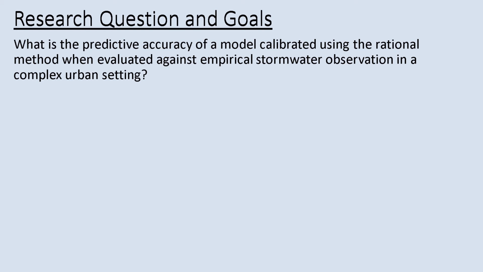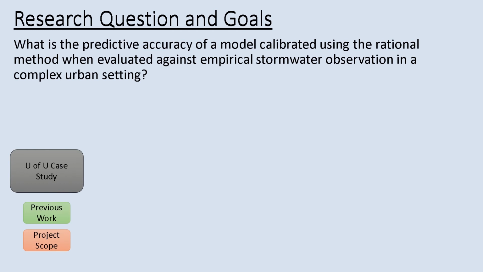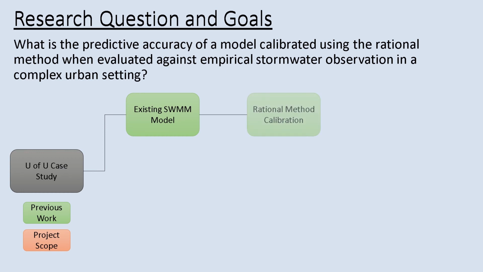Specifically, our aim with this project is to answer the question, what is the predictive accuracy of a model calibrated using the rational method when evaluated against empirical stormwater observations in a complex urban setting? To answer this question, we conduct a case study on the campus of the University of Utah. Previous student work provides a working SWMM model which was calibrated using the rational method. This SWMM model will be run using collected storm data to predict runoff and water stage at specific manholes.